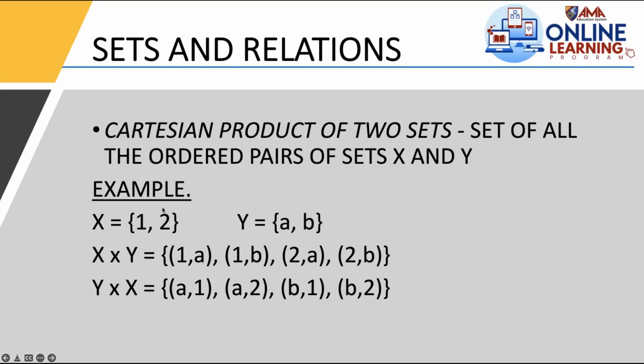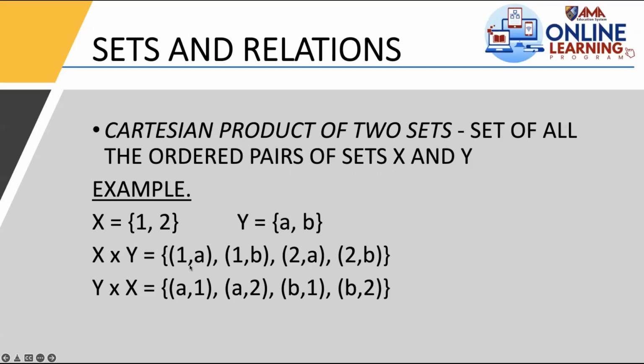This is easy to understand with the example. Look, you have here two sets, one with numbers and one with letters. If you want to get the Cartesian product, X cross Y is equal to the set of ordered pairs. You notice we use parentheses for the ordered pair, and for the set, we use braces. For the ordered pair, we use parentheses because order matters. 1A is different from A1, 2A is different from A2, and 1B is different from B1.